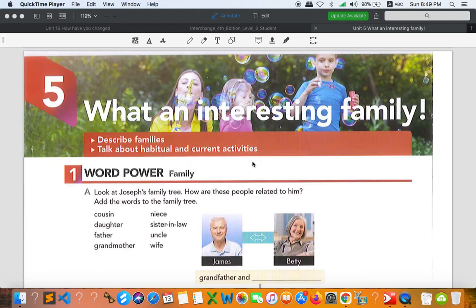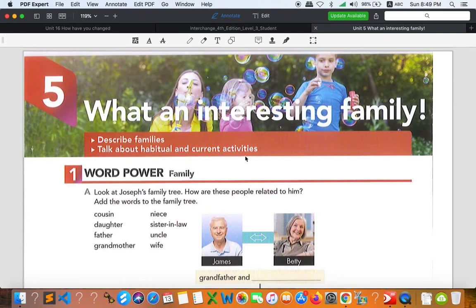Today we are moving on to Unit 5. The title of this unit is What an Interesting Family. So the meaning is how interesting the family is. Alright, let's take a look at these objectives altogether. Describe families, talk about habitual and current activities. Habitual activities are like your everyday activities, alright? And current activities means now.